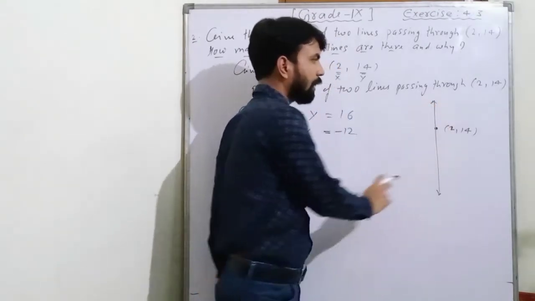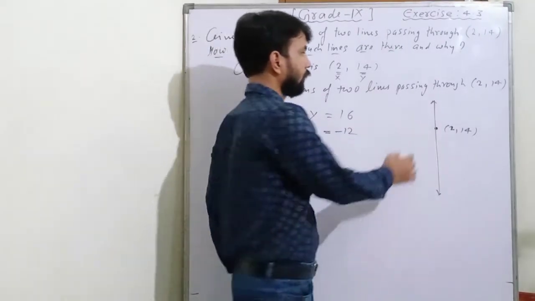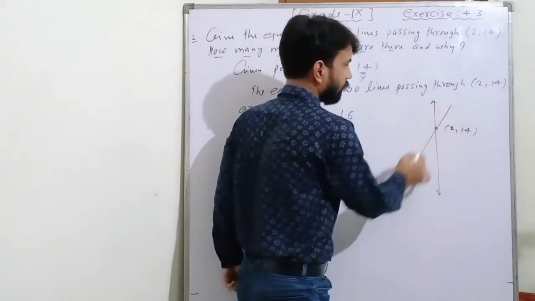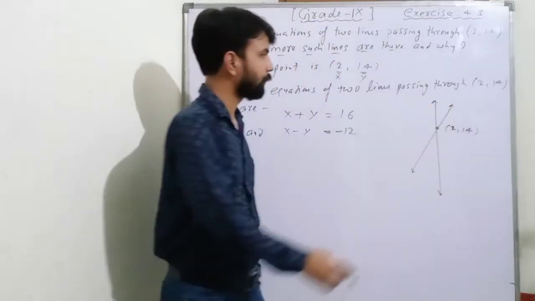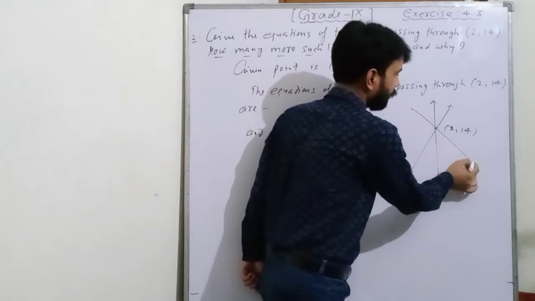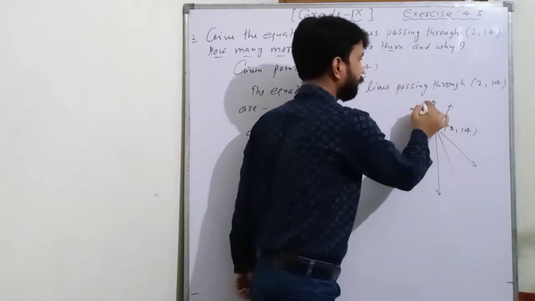This line passing through this point or not. तो वन लाइन पास हो गई. This line also passing through this point. This line also passing through this point.